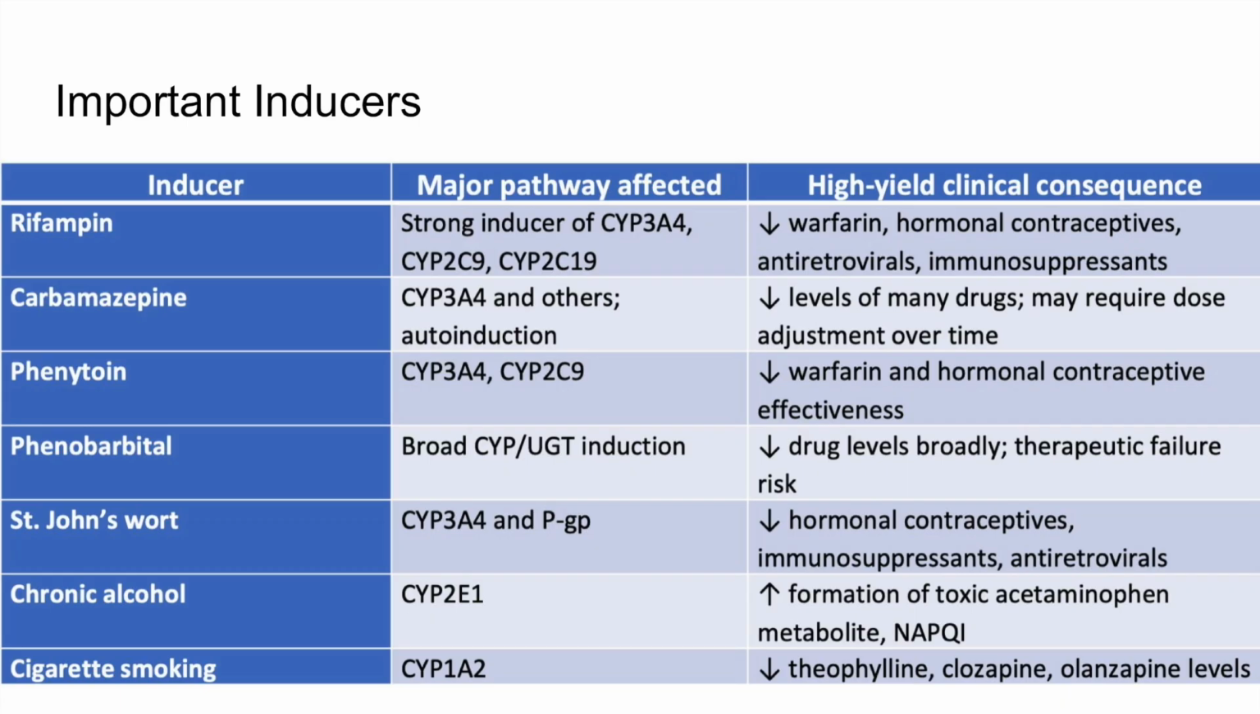St. John's wort induces CYP3A4 and P-glycoprotein, creating important interactions despite being sold as an herbal supplement. Chronic alcohol exposure induces CYP2E1 and may increase that NAPQI production that we talked about. Compounds in cigarette smoke induce CYP1A2, lowering concentrations of drugs such as theophylline, clozapine, and olanzapine.